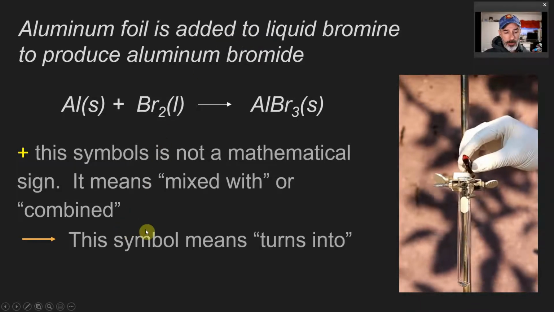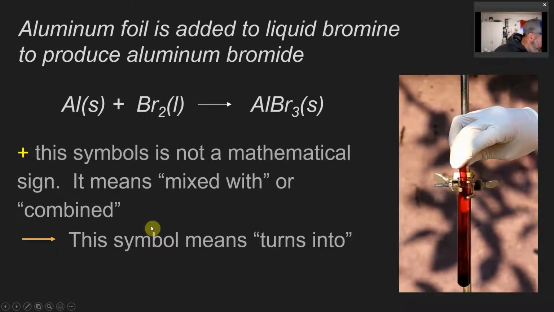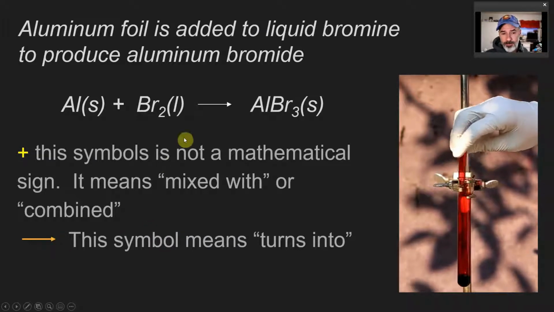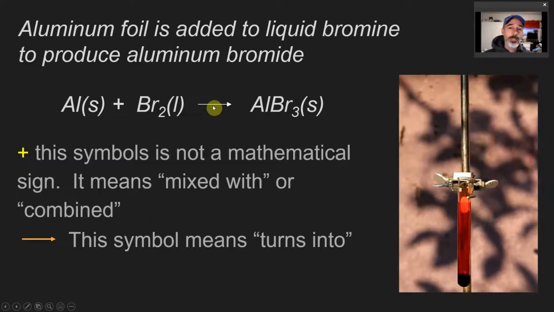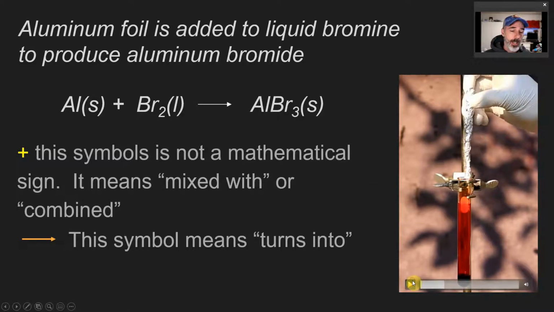Then we also have the arrow. No equal sign, because it does not mean equal. It's a story, it's a timeline, right? This symbol means turns into, or if you were to look at the way I did it up here, what words mean that change part? To produce, right? Aluminum foil and liquid bromine were produced aluminum bromide. This is the arrow here. So you can see that the chemical equation is just rewriting the words in a more efficient way.